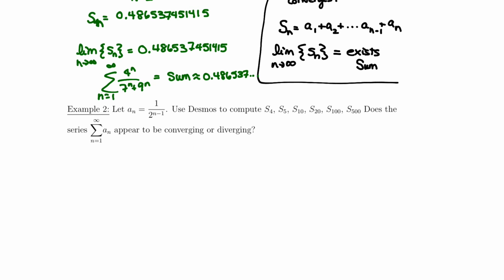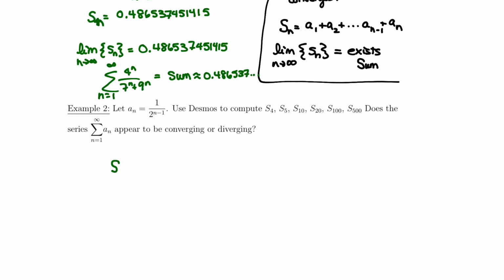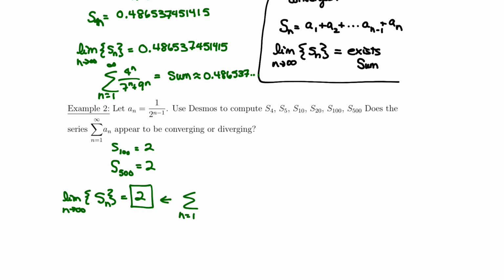So I'll just write down that S sub 500 is 2. S sub 100 was 2. And so if we looked as n goes to infinity, we're predicting that this summation goes to 2. So we are predicting that the series 1 over 2 to the n minus 1 converges, and it converges to the sum of 2.